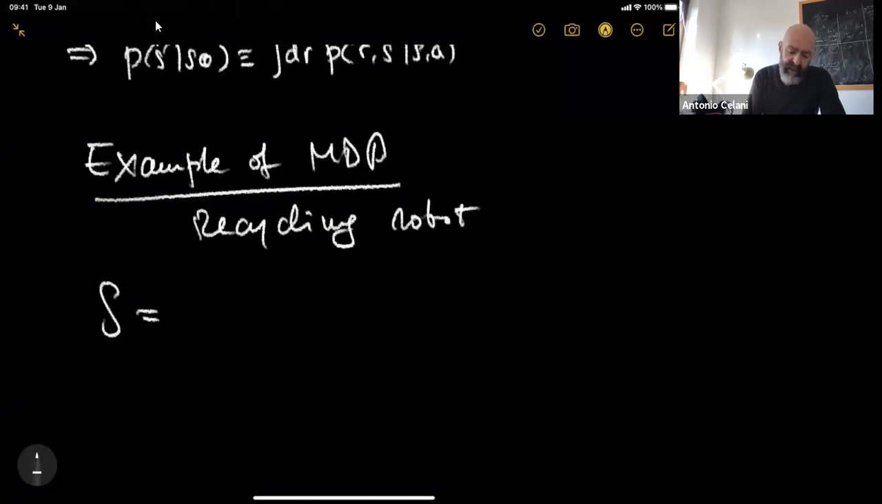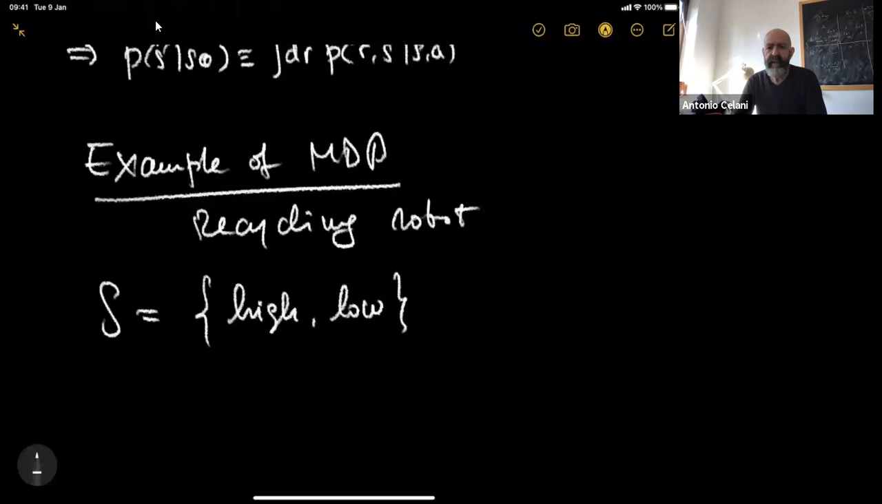It's made just by two states, and these two states are the levels of the battery. The only thing that matters in the relationship of the agent with the environment is whether the agent is at a level of charge which is high or low. Nothing else matters. It's a very simple description. The only characterization of the environment is whether the robot is high on charge or low on charge.